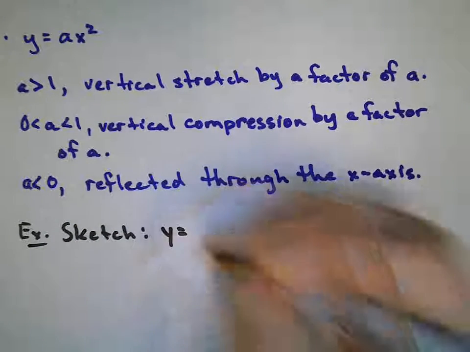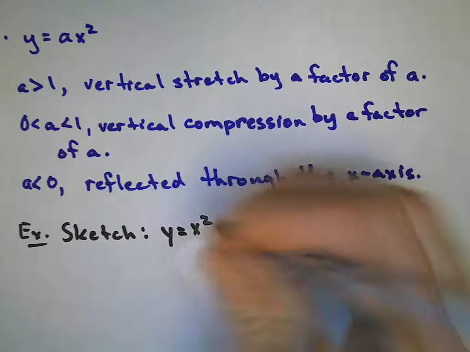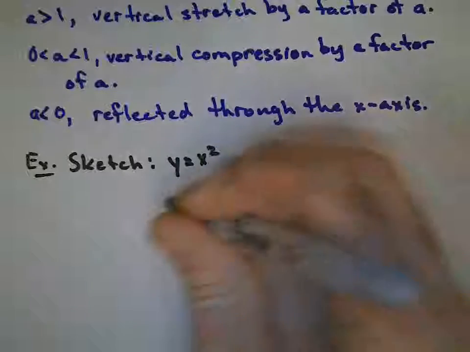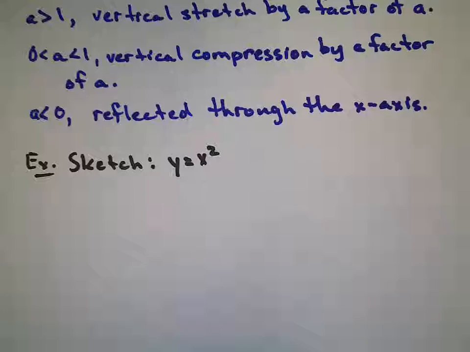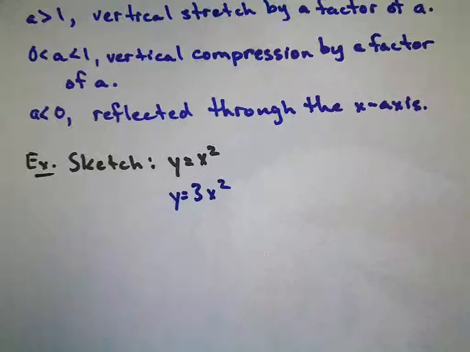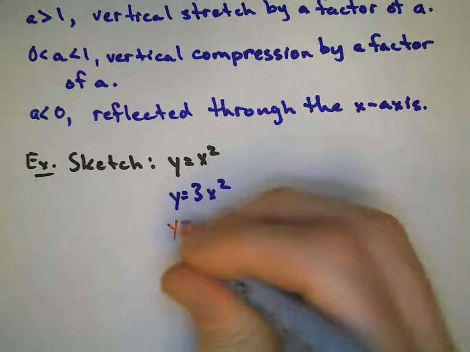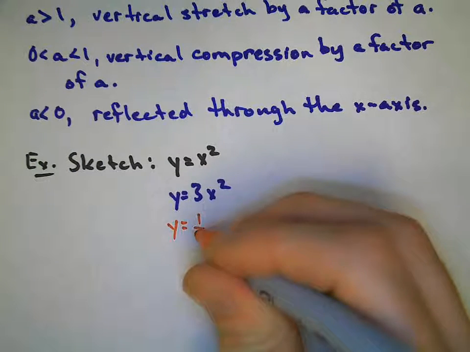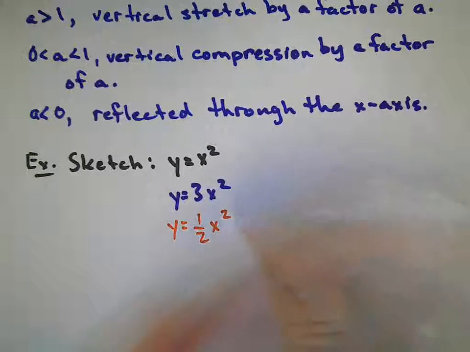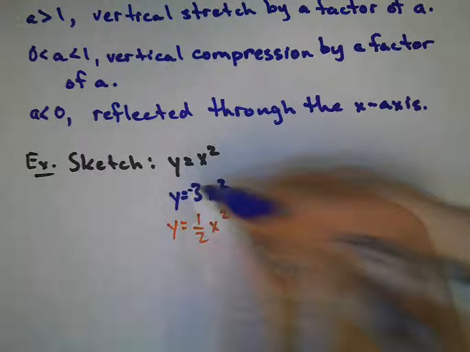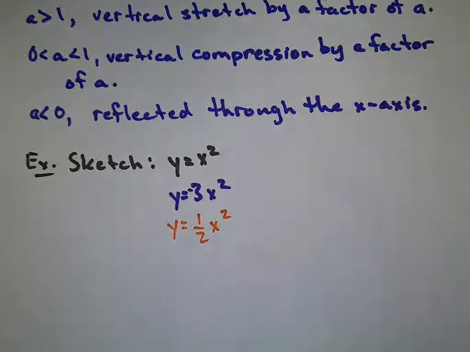Let's do y equals x squared, and that is our parent function. That's the simplest function for quadratics. Let's also sketch, say, y equals 3x squared. And then let's also do y equals, let's say, 1/2 x squared. And furthermore, with that 3x squared, we're actually going to put a negative with it as well.